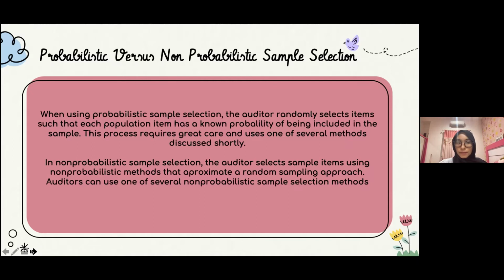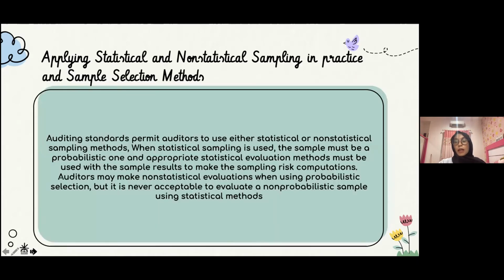Next, we're going to talk about how to apply statistical and non-statistical sampling in practice and sample selection methods. Auditing standards permit auditors to use either statistical or non-statistical sampling method. When statistical sampling is used, the sample must be a probabilistic one, and an appropriate statistical evaluation method must be used with the sample results to make the sampling computations.